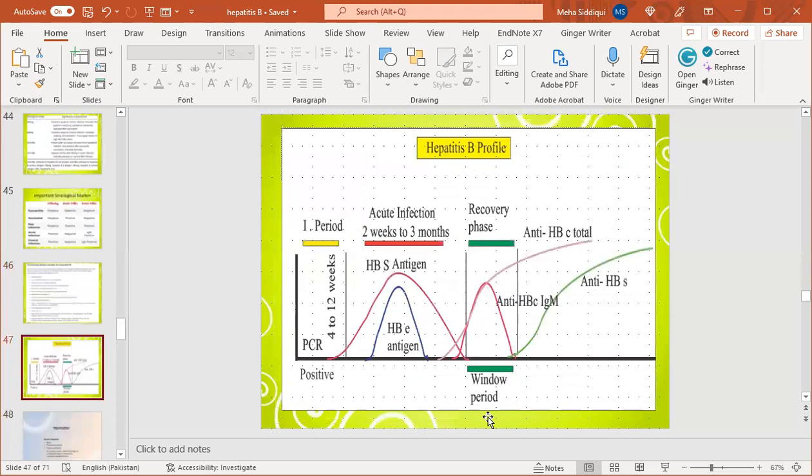So this is the hepatitis B profile. First is the incubation period, which lasts for 4 to 12 weeks. Then comes acute infection, which lasts for 2 weeks to 3 months, in which there is a surge in hepatitis B S antigen and hepatitis B E antigen. Then the recovery phase occurs, in which there is a rise in anti-HBc and a rise in anti-HBc IgM.